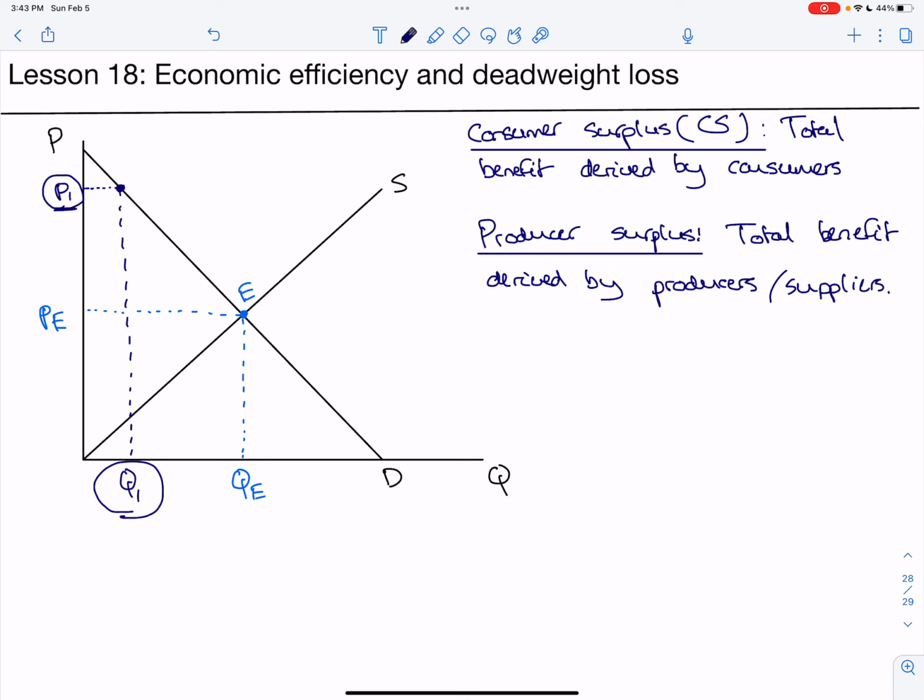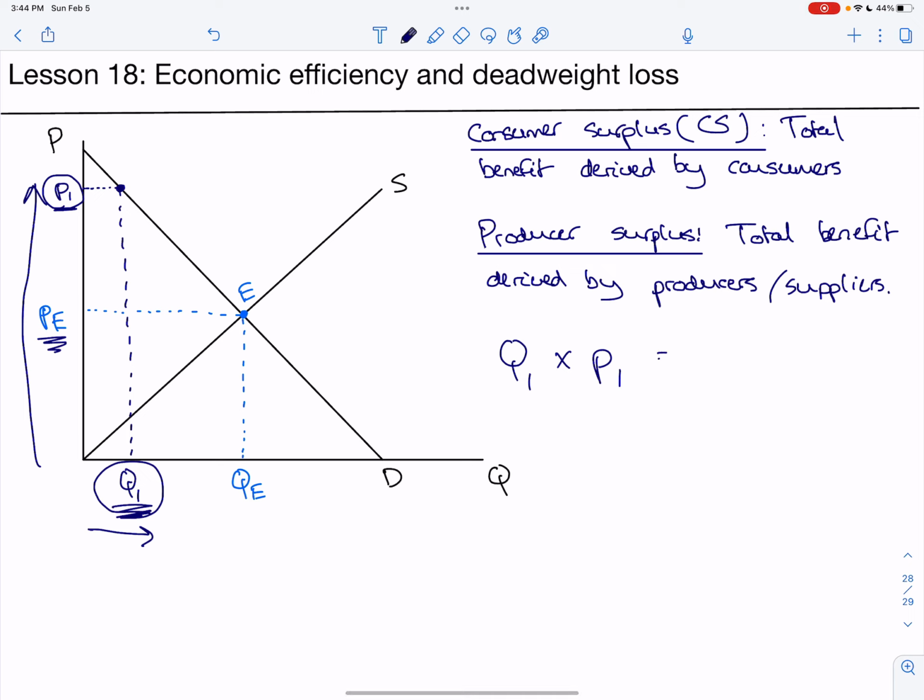Lucky for those consumers, they don't actually have to pay P1. They only have to pay PE. They're willing to pay P1, but they only have to pay PE. Another way of looking at this is that they value Q1 units of this good at P1, but only have to pay PE for it. So what is the extra benefit that they receive from this transaction? Well, if you multiply Q1 by P1, this is their total value. So you have Q1 units of the good being valued at P1.